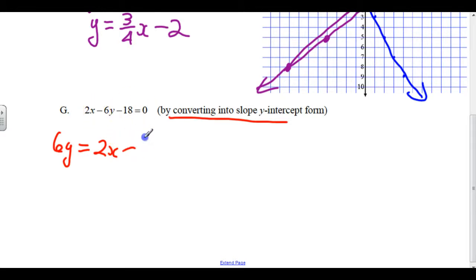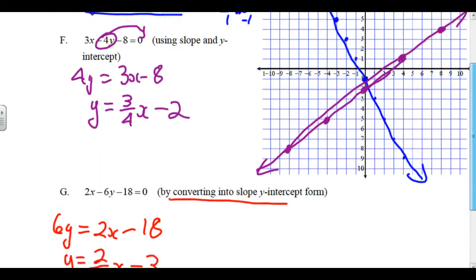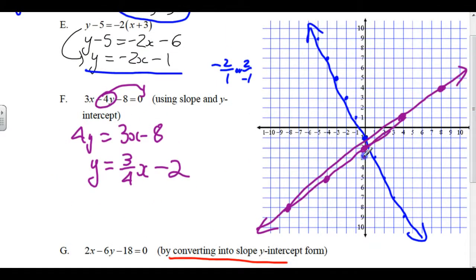2x minus 18, divide, 2/6x minus 3, 1/3 x minus 3. So we can graph that, minus 3. 1/3 x is go up 1, right 3, up 1, right 3, up 1, right 3, and go down 1, left 3. So up to the right or down to the left. Down 1, left 3. These points should all be on a straight line.